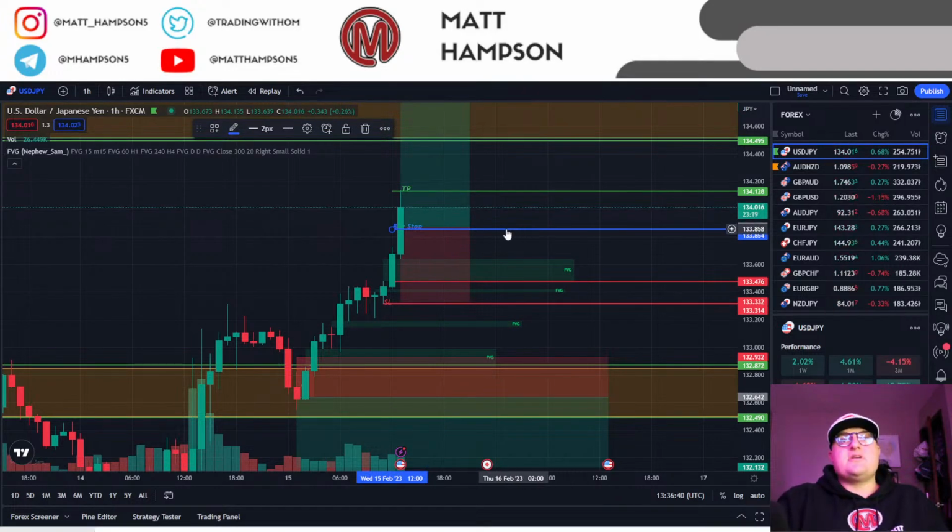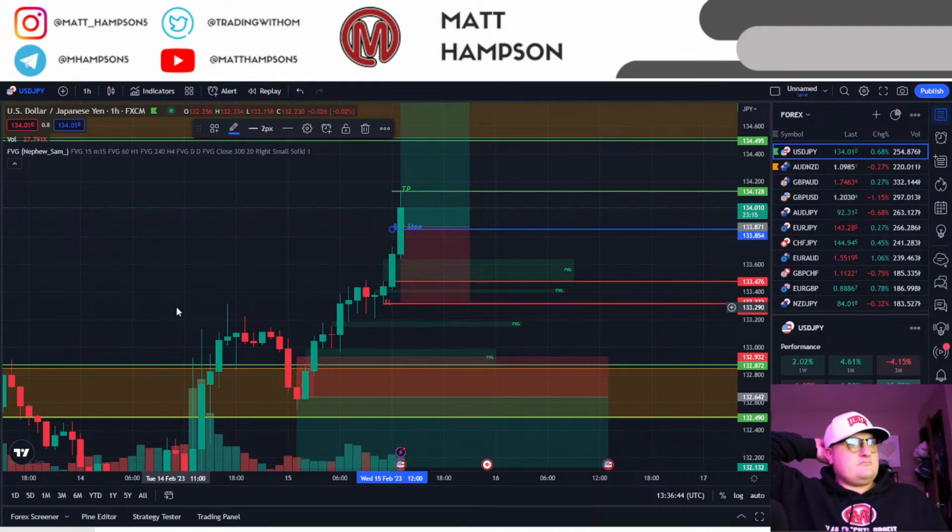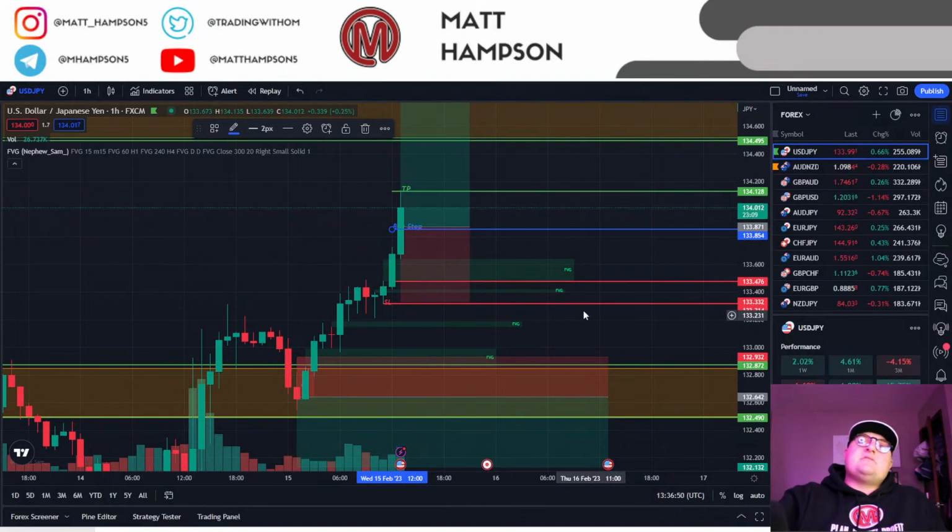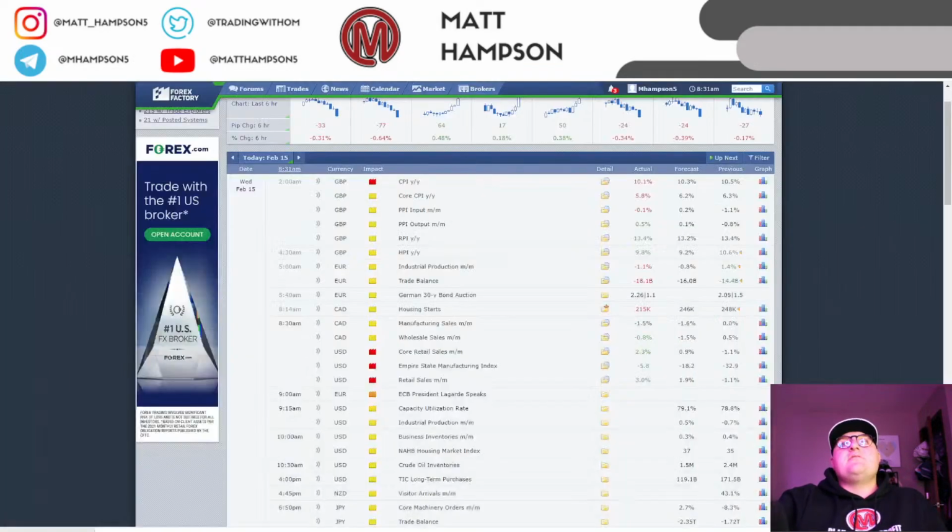Yes, you can enter the trade if you'd like. We did have 3 positive news catalysts. If we didn't have any catalysts, I'd say this probably won't drive more, but we do. We had 3 positive news catalysts.